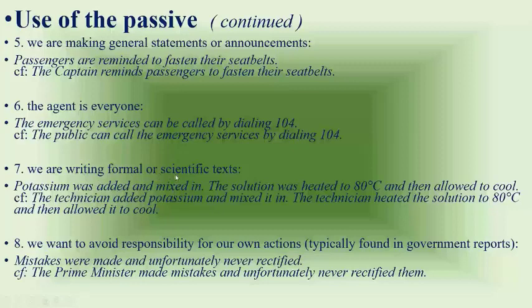We are writing formal or scientific text. In formal or scientific text, experiments and research, it's better to say what we are doing rather than who is doing what. For example, potassium was added and mixed in. The solution was heated to 80 degrees centigrade and then allowed to cool. So these are steps of an experiment, of research.